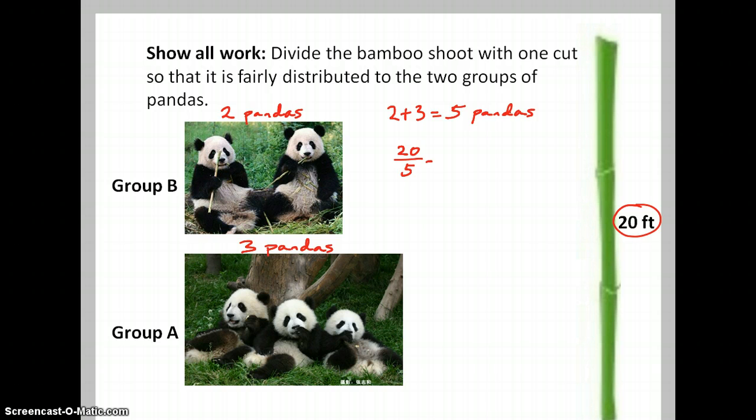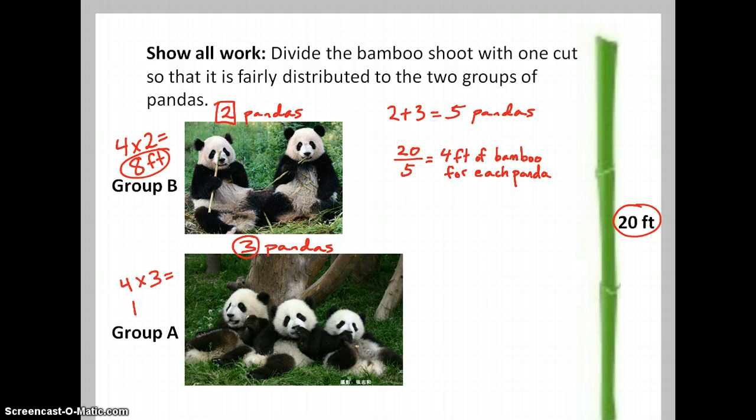If we take the total amount of bamboo and divide it among 5 pandas, each panda will get 4 feet of bamboo. So for group B, 4 feet of bamboo per panda times 2 is 8 feet. And down here where we have 3 pandas, we multiply times 3 because there are 3 of them, and you get 12 feet. Double check, that does still give us 20 feet when we add 8 and 12, so that makes sense.